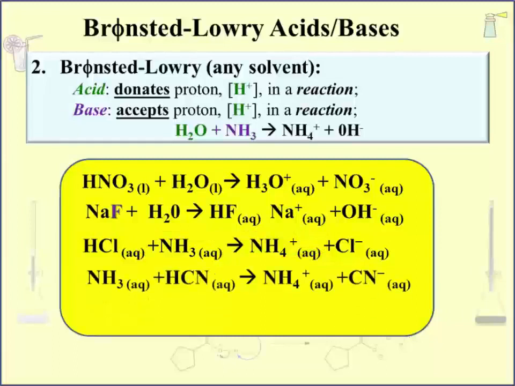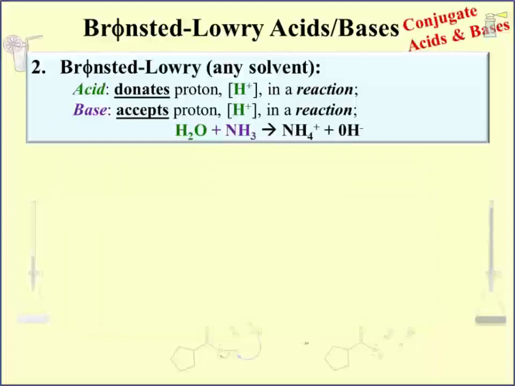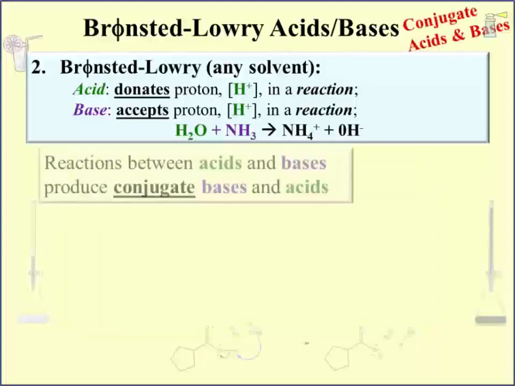One more. Which compound loses an H? The hydrogen cyanide loses an H. Hydrogen cyanide is the Bronsted-Lowry acid. Which compound gains an H? Same as the previous example, ammonia gains an H. Ammonia is a Bronsted-Lowry base. This gain or loss of a single proton can be taken one step further.